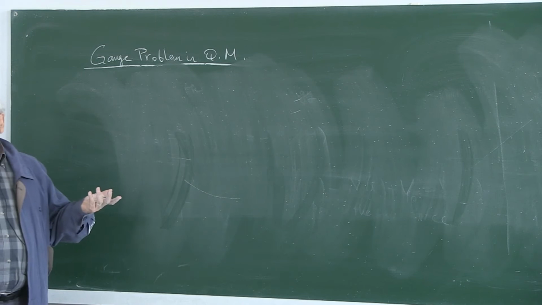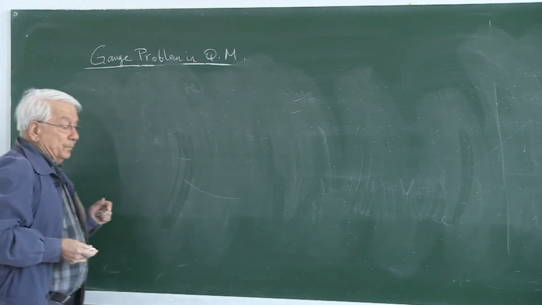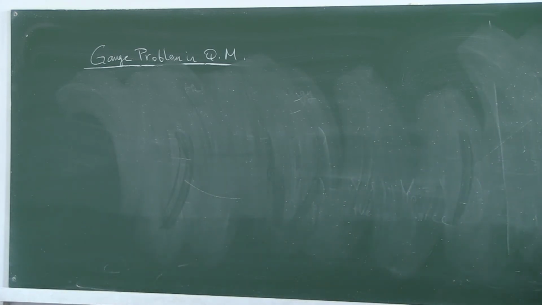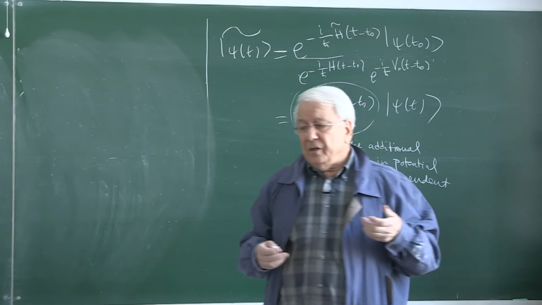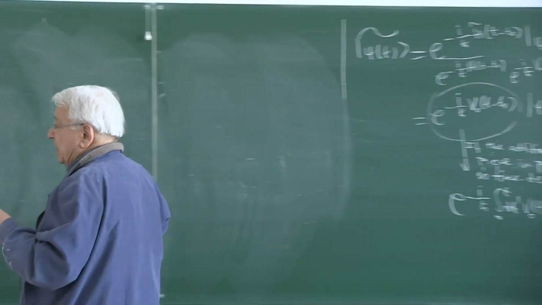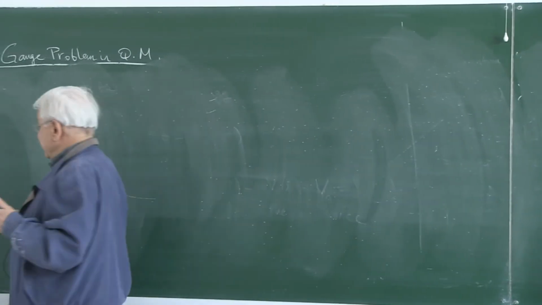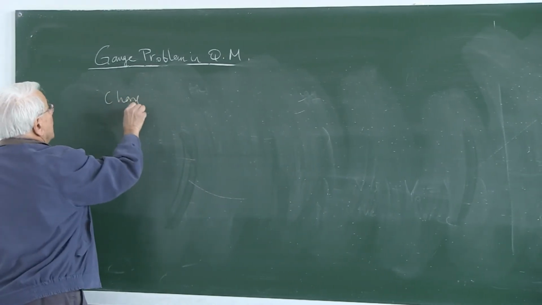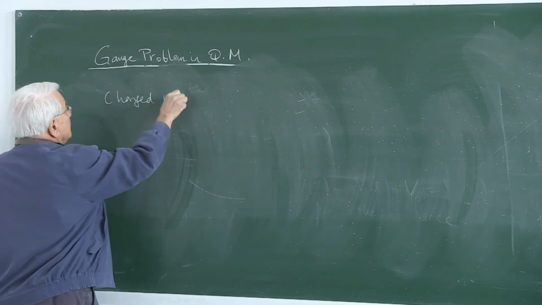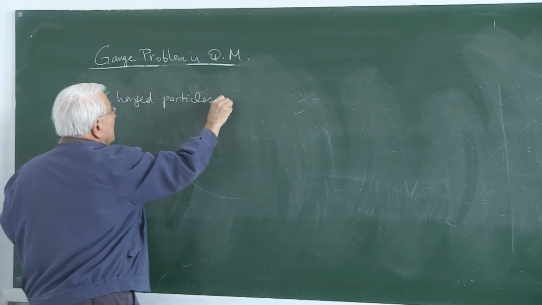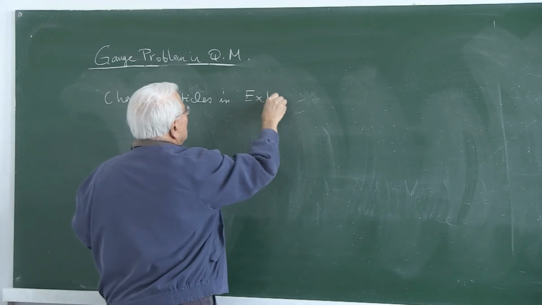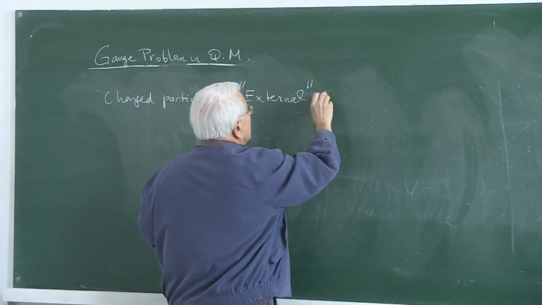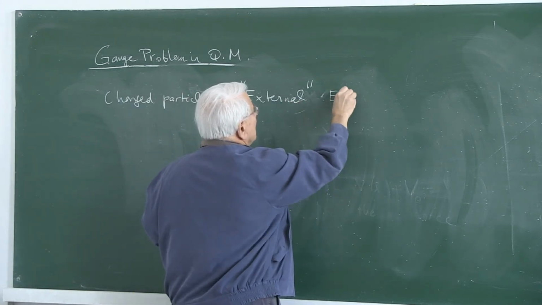What is the gauge problem in the first place? Well, the gauge problem comes in when charged particles are in an external classical electromagnetic field. So let me summarize the setting. Charged particles in external, I will qualify the word external, electromagnetic field.